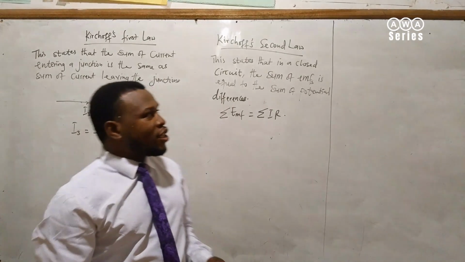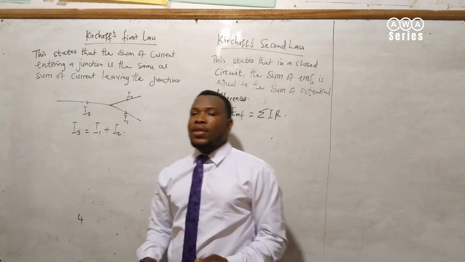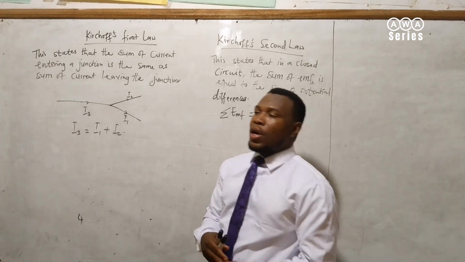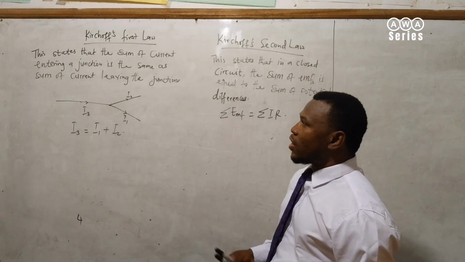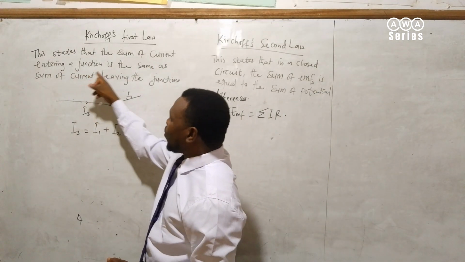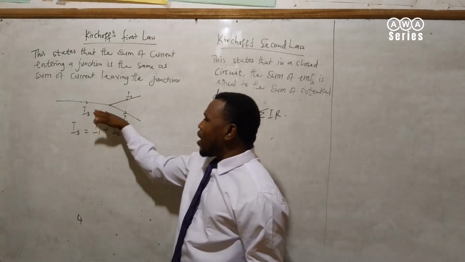In summary, I've already spoken about Kirchhoff's laws very well, and I told you that Kirchhoff's laws are a set of rules that help us to analyze electric circuits. And the first law states that the sum of current entering a junction is the same as the sum of current leaving the junction. And the diagram is here.